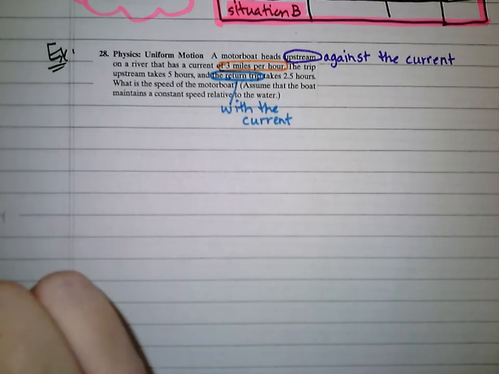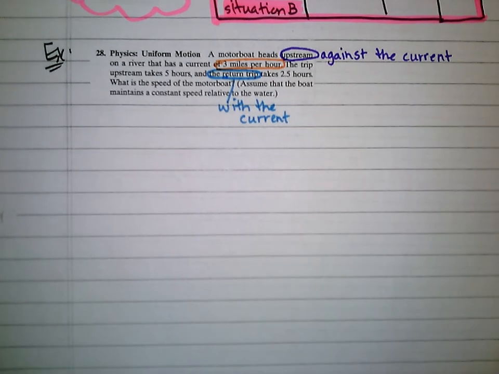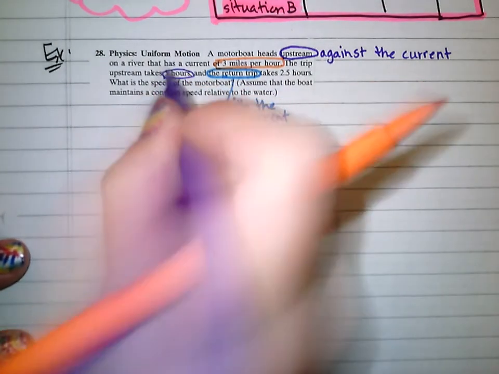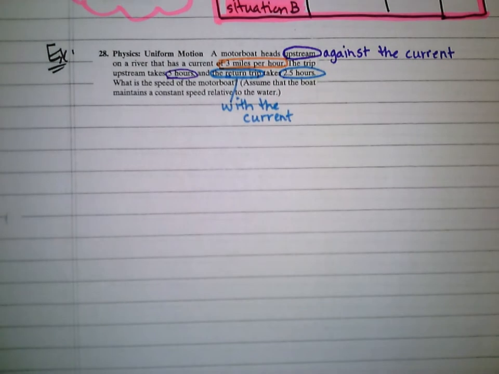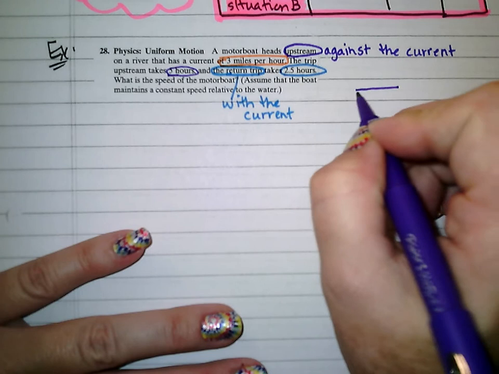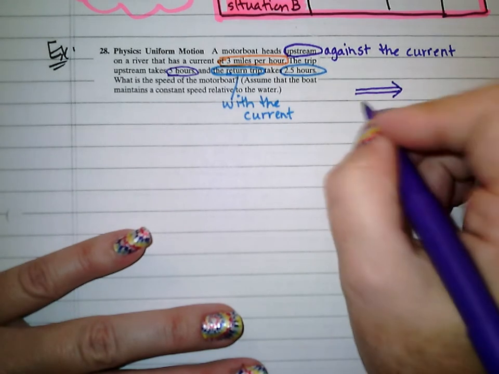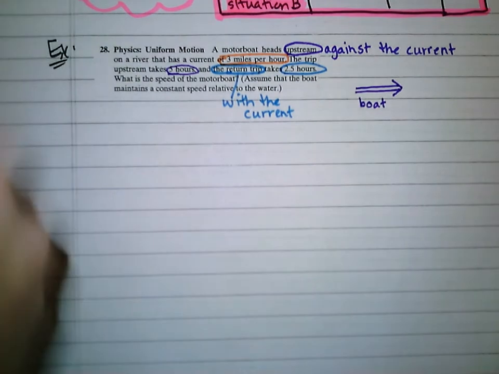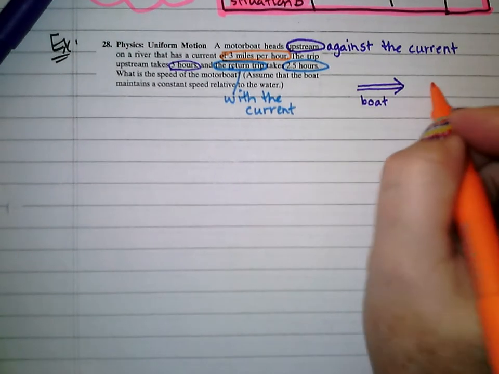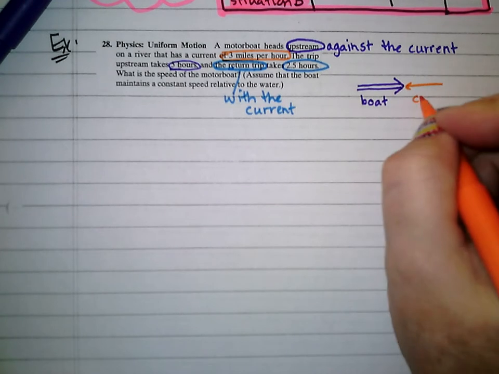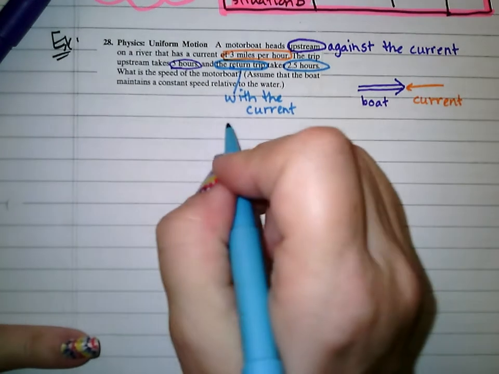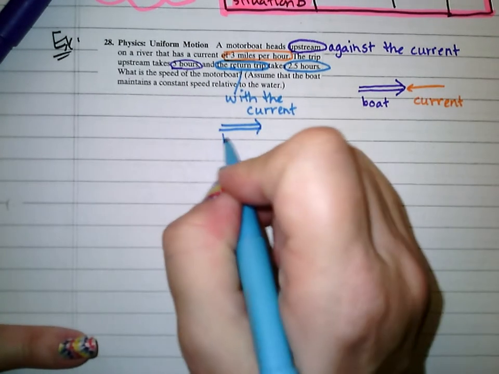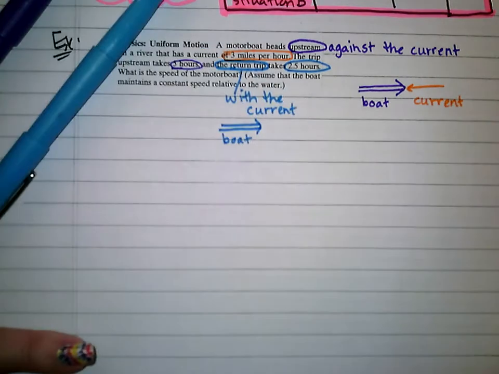So we have a current of 3 miles per hour, and that's going to be constant all the time. Upstream, the time it takes us is 5 hours. And then the return trip downstream, the time it takes us is 2.5 hours. So when we're going upstream, we're going against the current. So here's the boat, and it's going upstream faster than the current is pushing against it. But when we're going with the current, the boat is heading the same direction as the current.